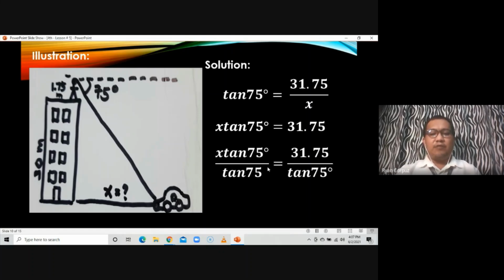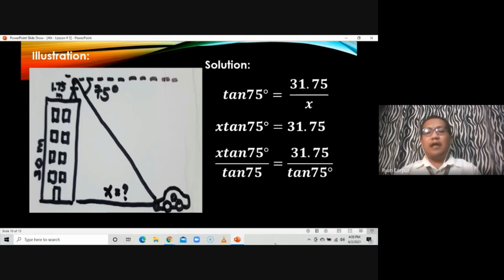I forgot to put degrees here, so it should have degrees. Let me type it again. So we can cancel out tangent 75 degrees here, then x will be left. Then on your scientific calculator, this is what you are going to do. First, press 31.75. Press divided by. Press the tan symbol for tangent. Press 75. Press DMS for degrees. Then press equals.